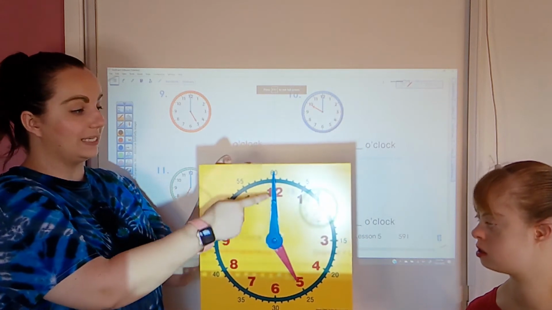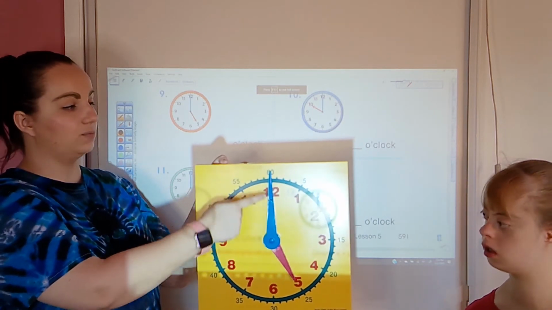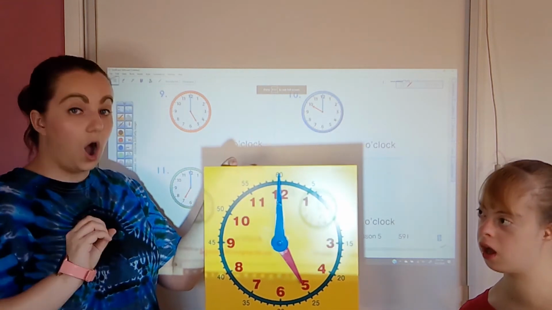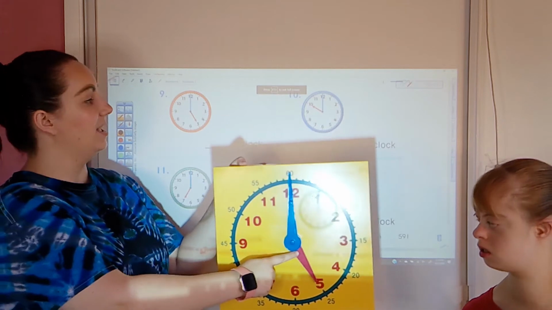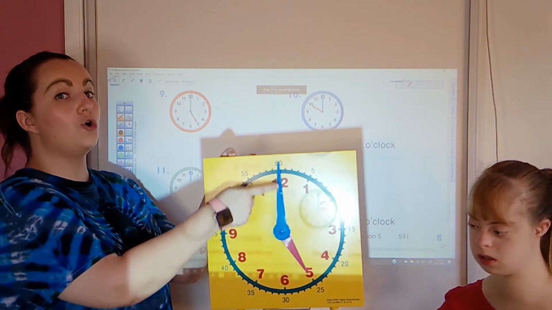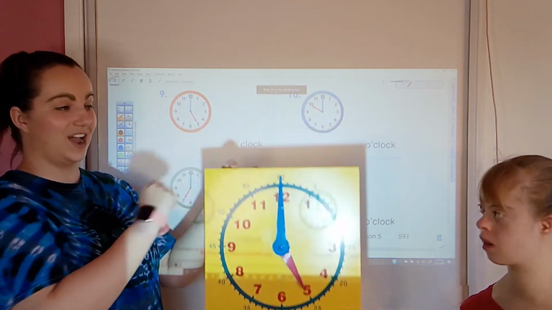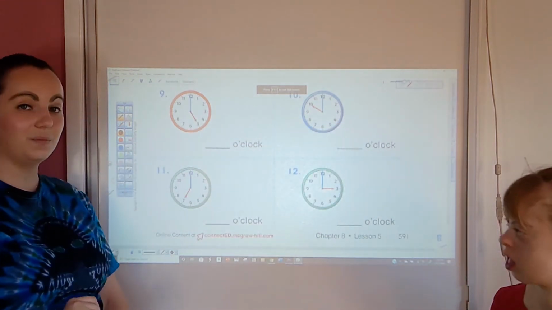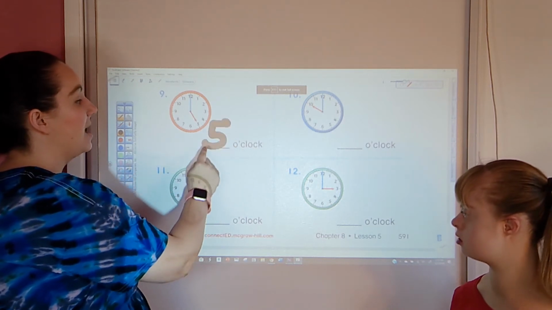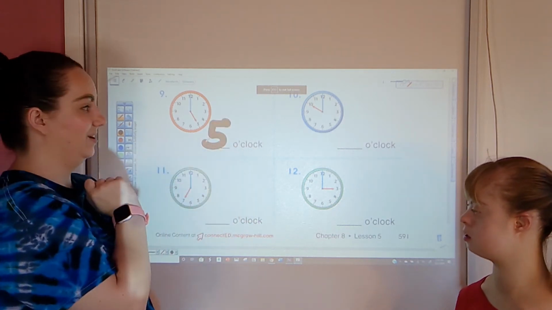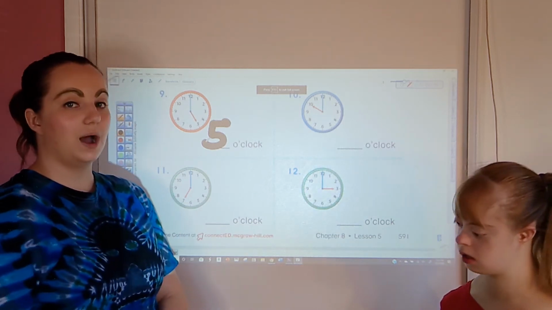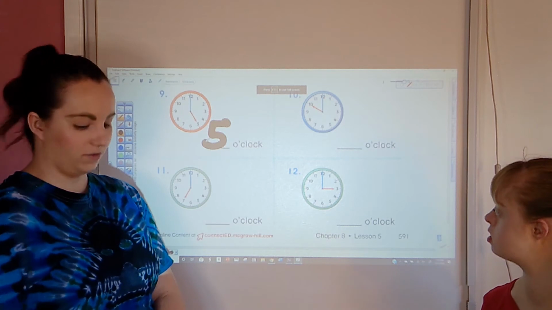Then what do we see when the long minute hand's pointing straight up to the 12? O'clock. Good. Now put it together. It's 5 o'clock. Good. Then we're just filling in the blank on our problem right here. 5 o'clock. Very good. Okay, start looking at the next problem while I get the clock ready for the next one.